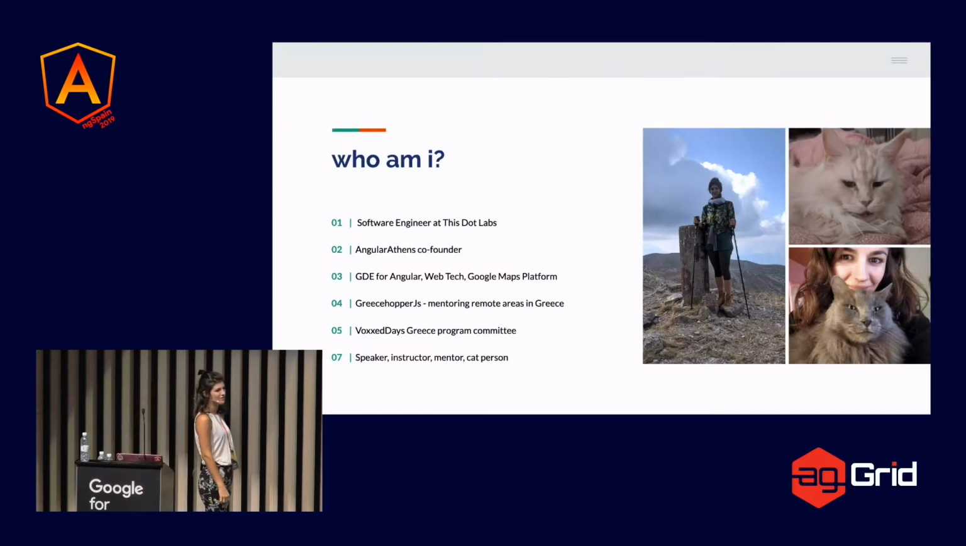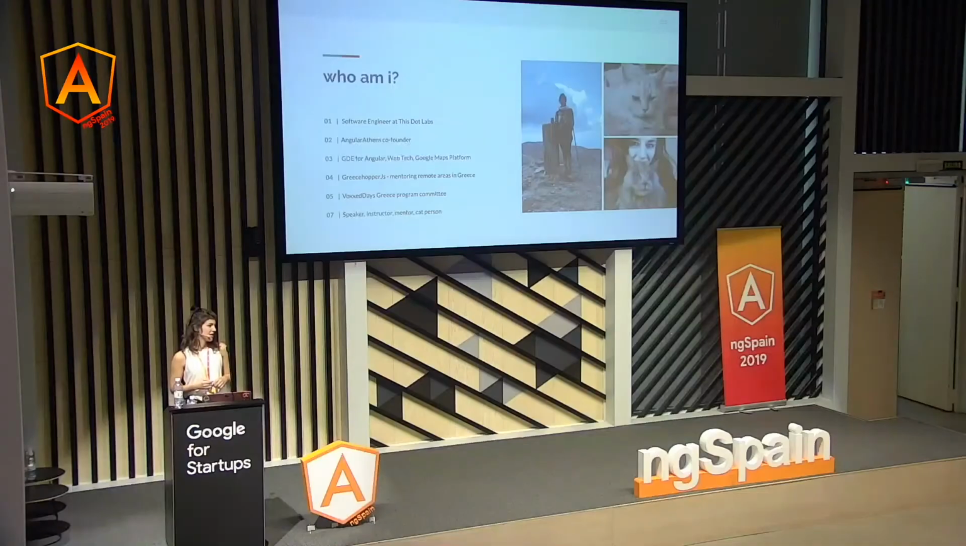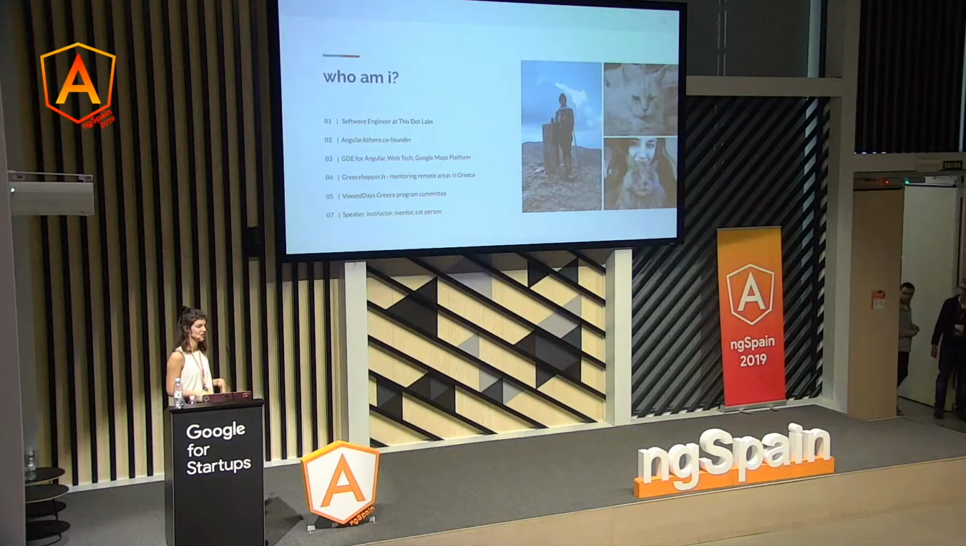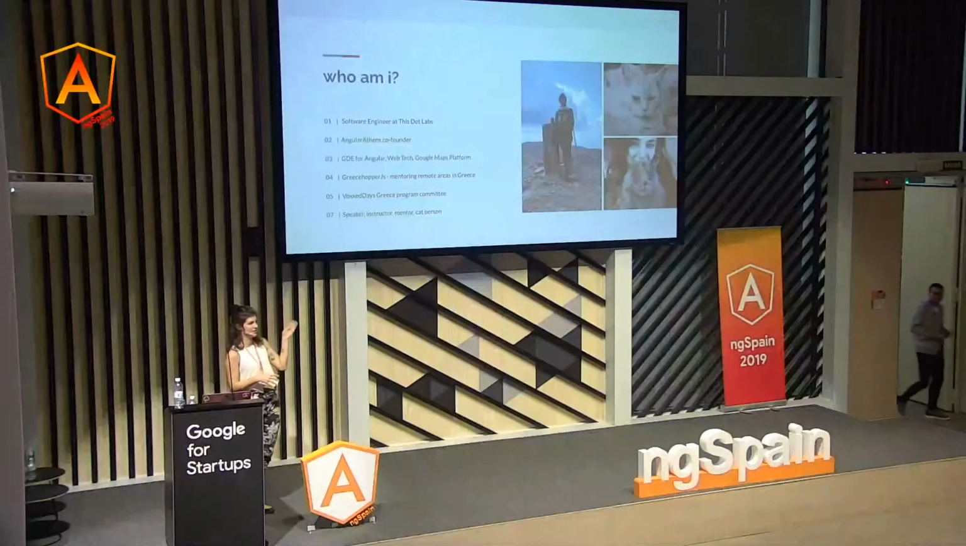I'm a software engineer at this.labs. I'm the co-founder of Angular Athens. I'm a Google developer expert for Angular, web technologies, and the Google Maps platform. I also have a project called Greasehopper.js where I try to go around remote areas in Greece and mentor people about technology. I'm also in the program committee of the Vox Days Greek conference, and I'm also a speaker, an instructor, a mentor, and a cat person, as you can see.